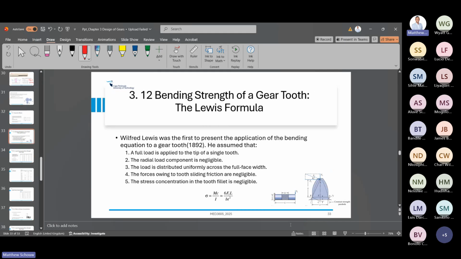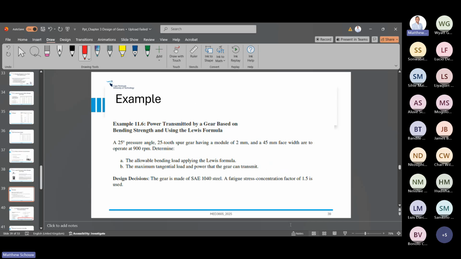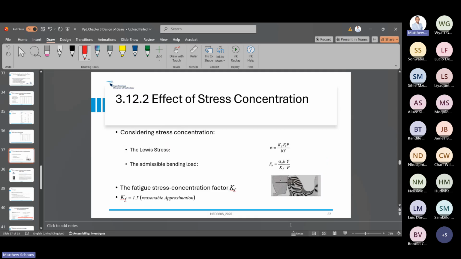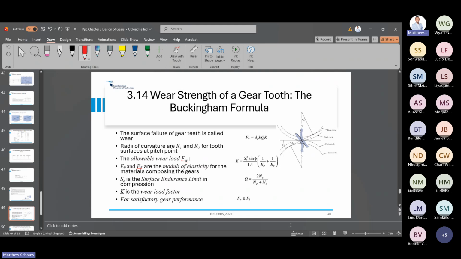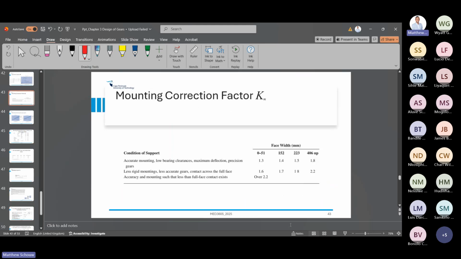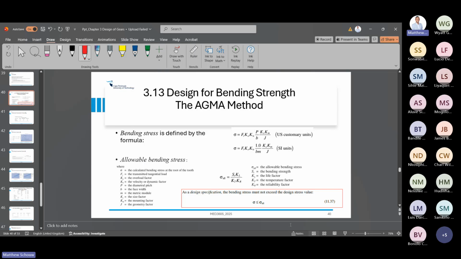Then we're going to look at the Lewis formula, which is basically the bending stress of the tooth. Then we're also going to look at the wear. And then the AGMA standard method for designing gears, which makes up the main body of work. It's not tough, it's just a lot. If you go through one example with decent notes, you'll be fine.